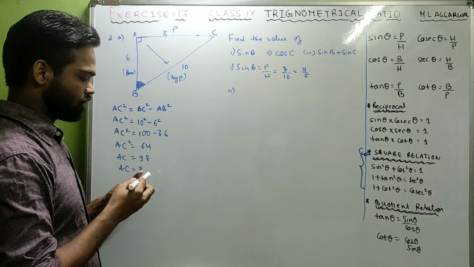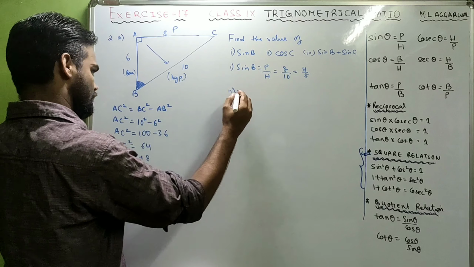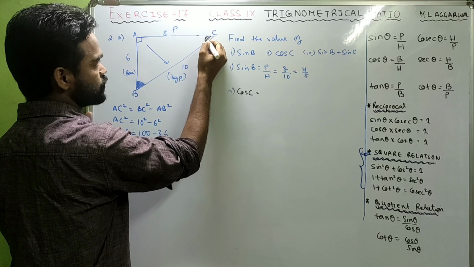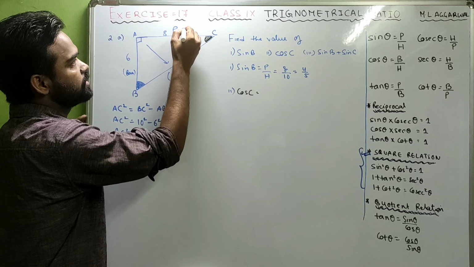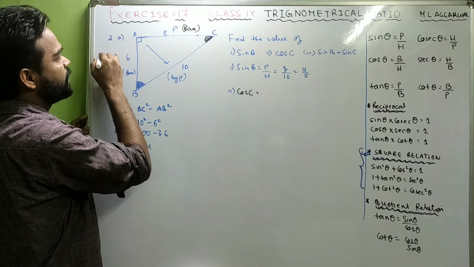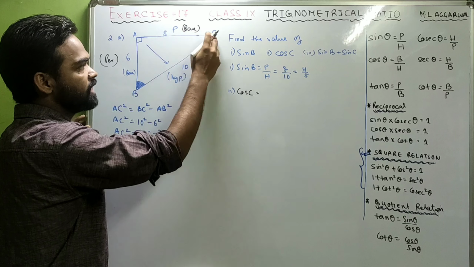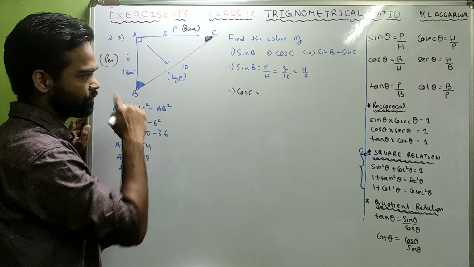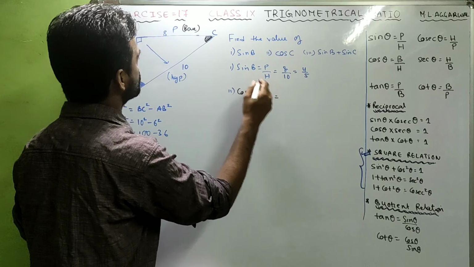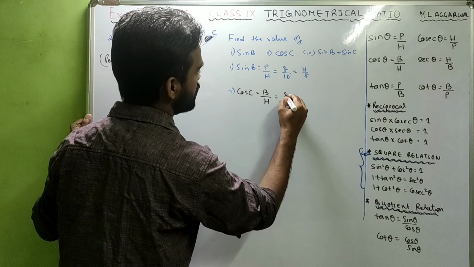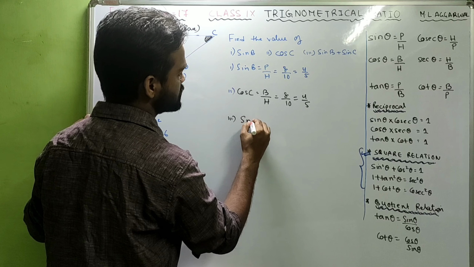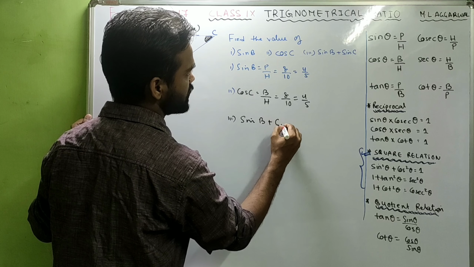Done. Now look at cos C. When I talk about cos C, we are talking about this angle. Now the hypotenuse is fixed, this becomes the base and this becomes the perpendicular, because with your angle, base and hypotenuse are aligned. So cos C is base by hypotenuse, which is 8 by 10, again 4 by 5. Third, they told us sine B plus sine C.